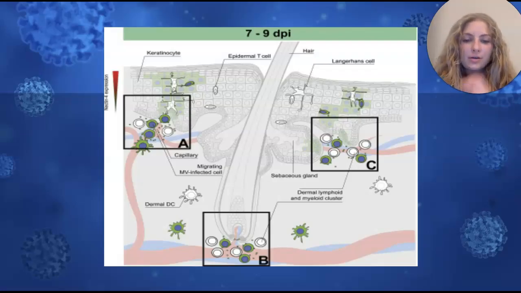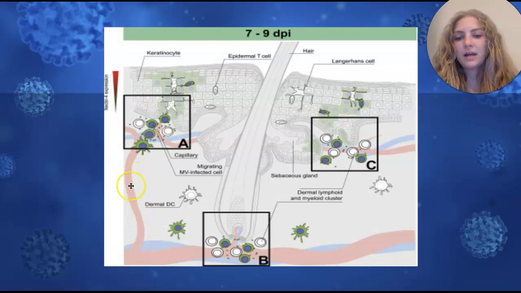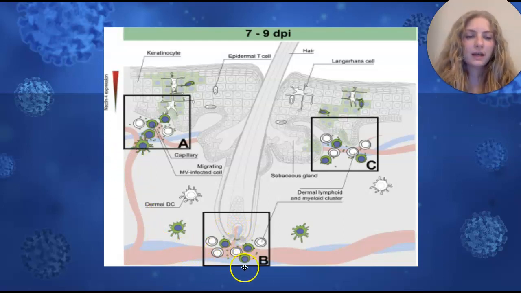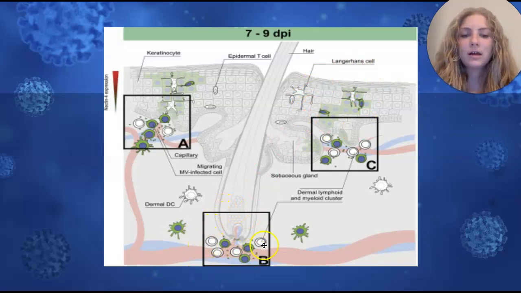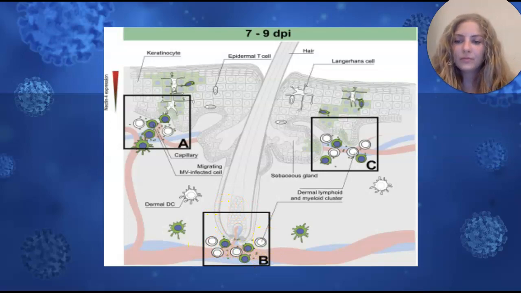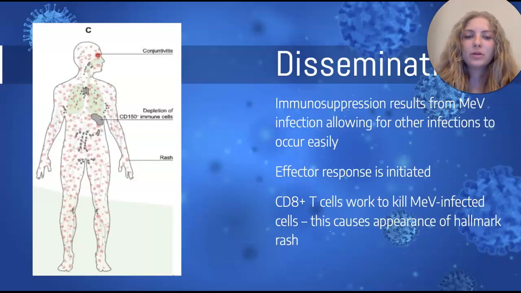This picture here just shows these infected immune cells entering into an area near the surface of the skin via capillaries, and infecting cells around that area. You can see they've even infected the actual epithelial cells and the area around the follicle of the hair. And so immunosuppression from measles infection allows for other infections to occur very easily, and this is really bad.